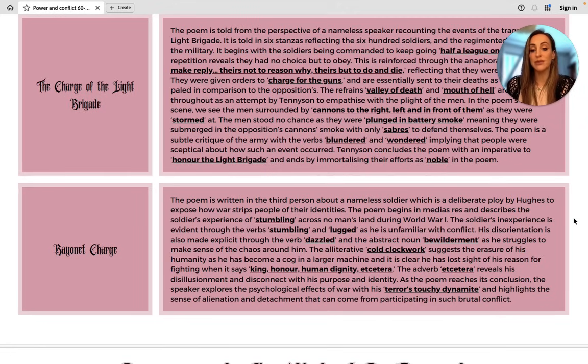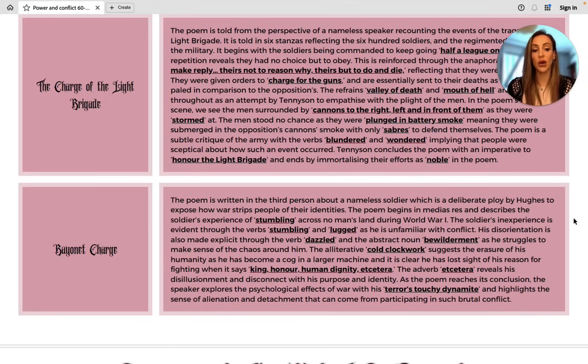The soldier's inexperience is evident through the verbs "stumbling" and "lugged", as he is unfamiliar with conflict and weaponry. His disorientation is also made explicit through the verb "dazzled" and the abstract noun "bewilderment", as he struggles to make sense of the chaos around him.